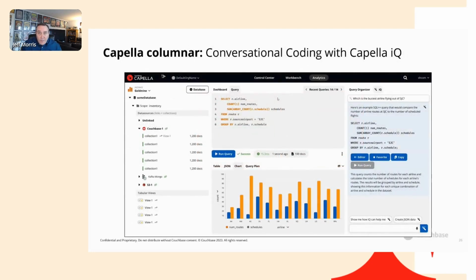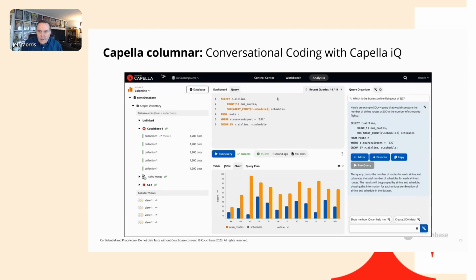And now Capella has added Capella IQ. This is our conversational coding assistant. Use natural language, ask it a question, help make me a query that does the following, help write a Python program, tell me how to execute this query. In this case, I'm saying what's the busiest airline flying out of San Jose Airport, and it goes and writes that particular query and will tell me the answer. So very, very convenient.